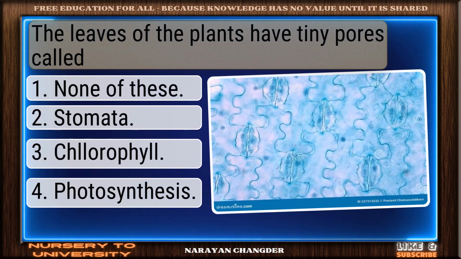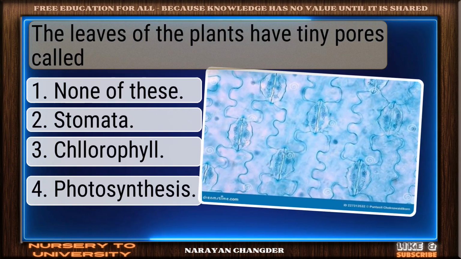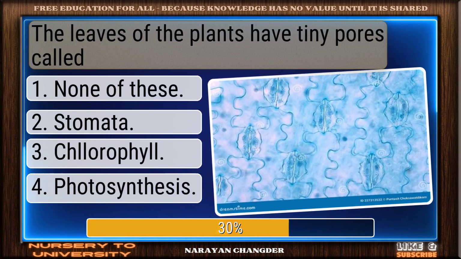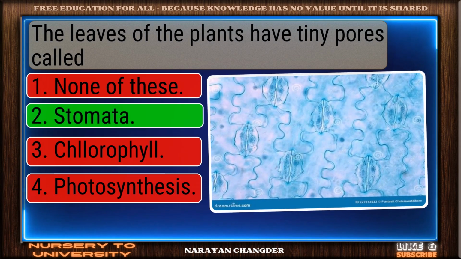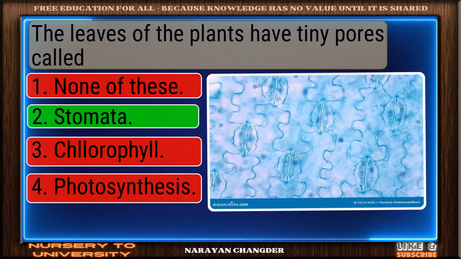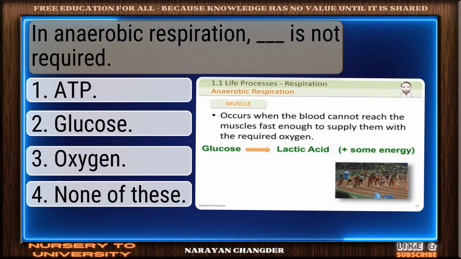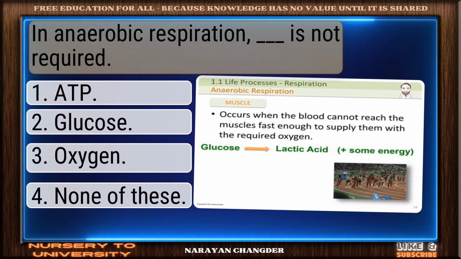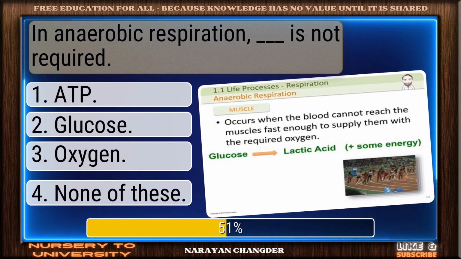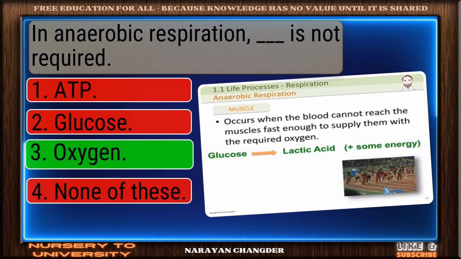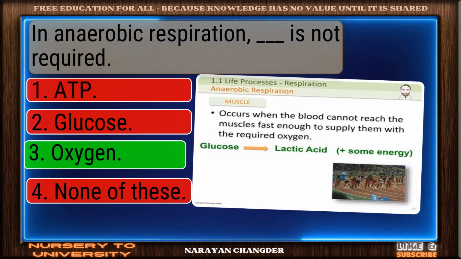Question number 7. The leaves of the plants have tiny pores called. Correct response. Stomata is the most accurate answer. Question number 8. In anaerobic respiration, dash is not required. Great job. Oxygen is the accurate answer.